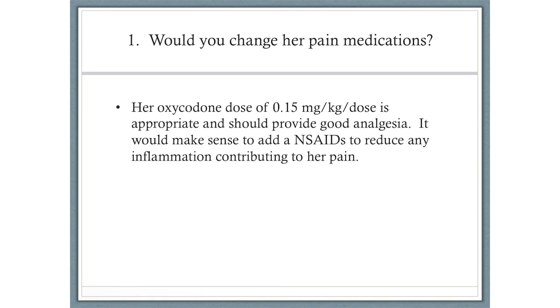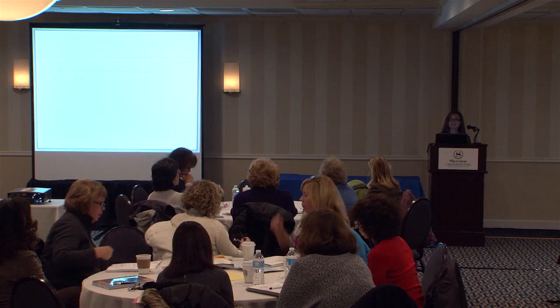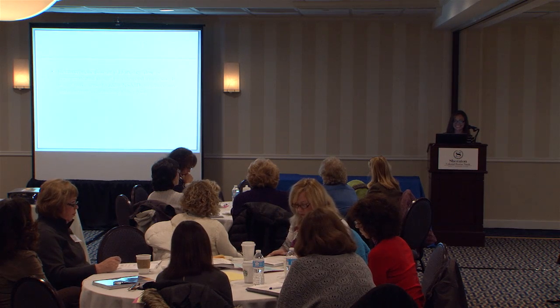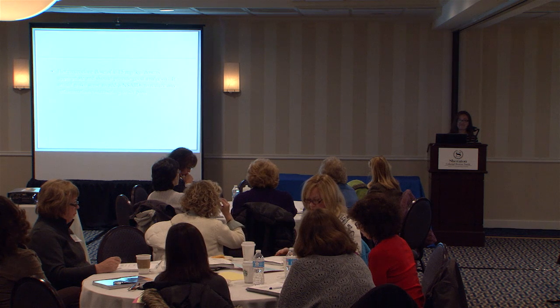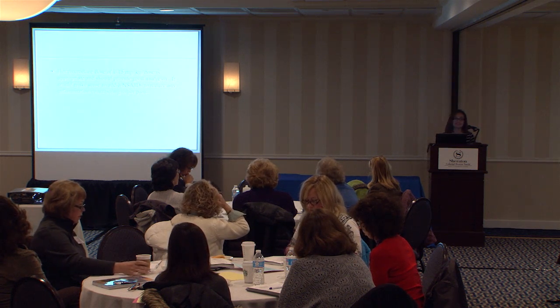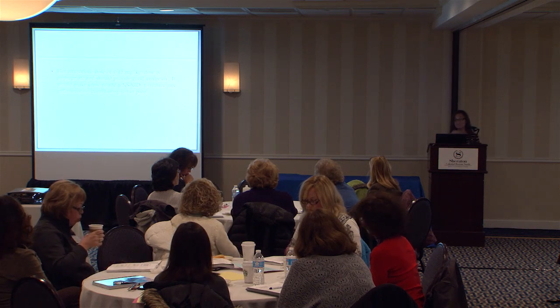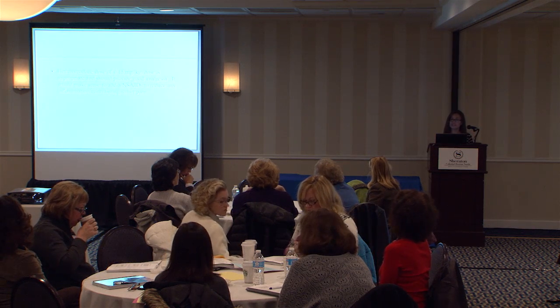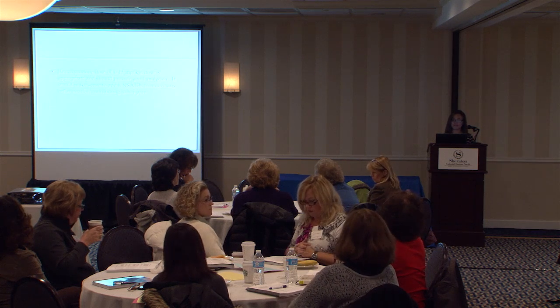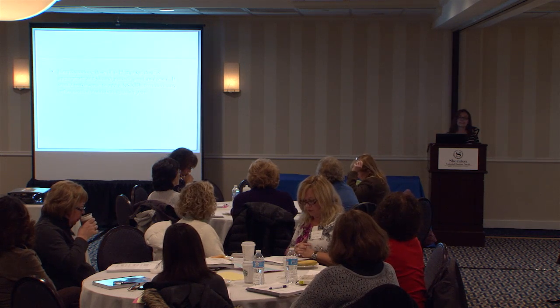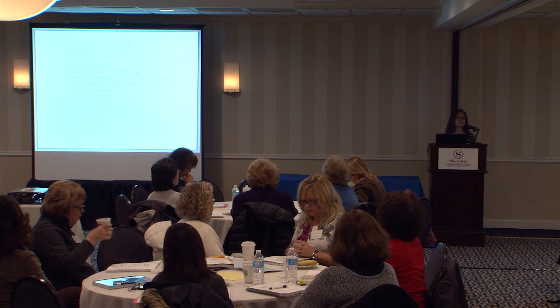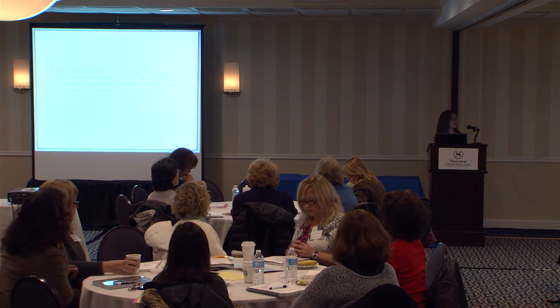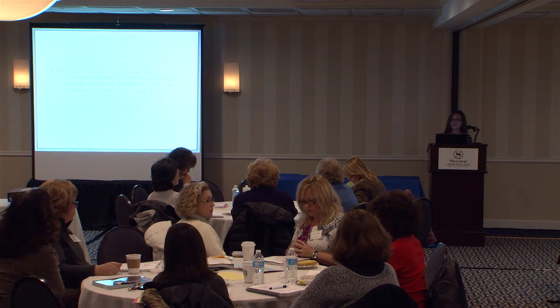So how would you approach this? Do you agree with the pain medication she's getting? Does this seem reasonable? Anyone? So I think that the dose is about 0.15 milligrams per kilo. I think that seems appropriate. It should provide some pretty good analgesia for this type of condition, a non-displaced forearm fracture. I think it would make sense to add maybe Motrin just to help reduce any inflammation that's contributing to her pain.